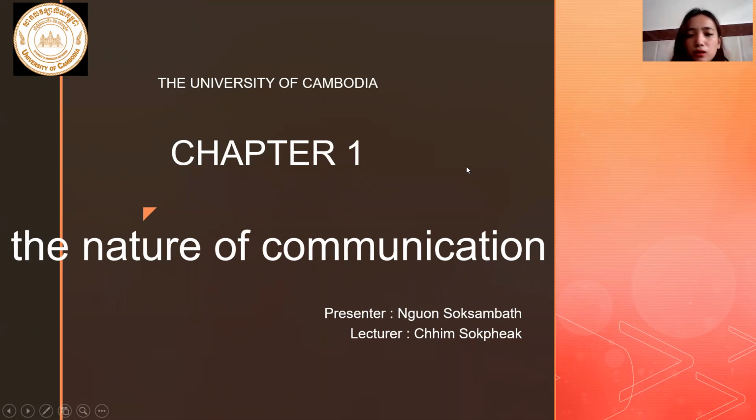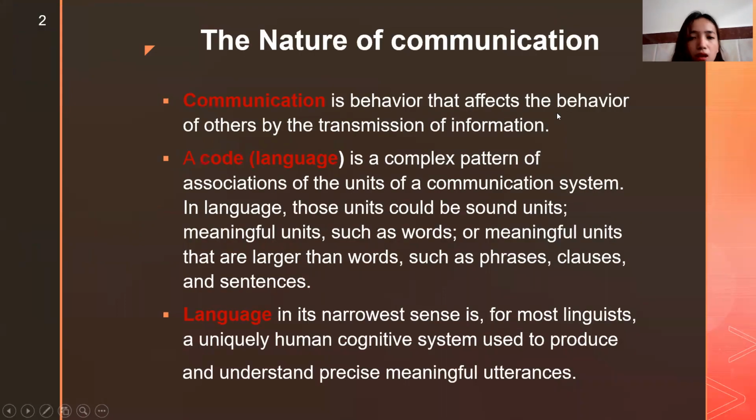Chapter 1 first, the nature of communication. Communication is the behavior that affects the behavior of others by the transmission of information. And a code is a complex pattern of associations of the units of the communication system. In language, those units could be sound units, meaningful units such as words, or meaningful units that are larger than words, such as phrases, clauses, and sentences.